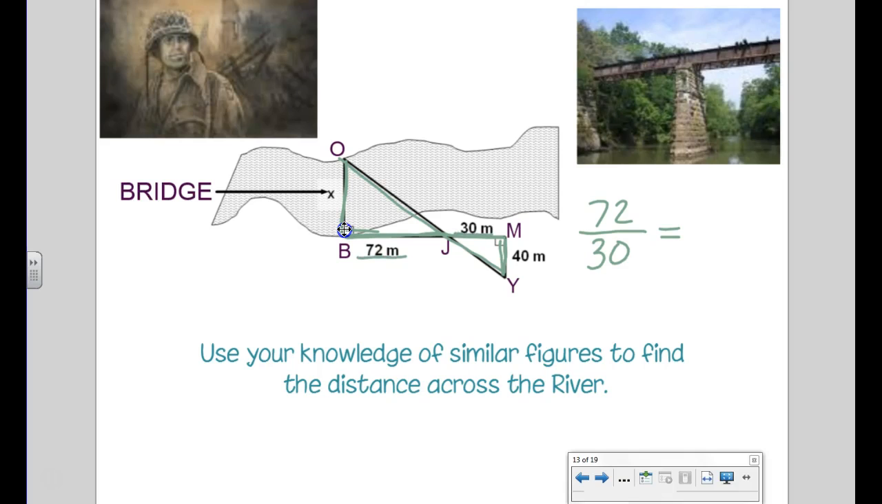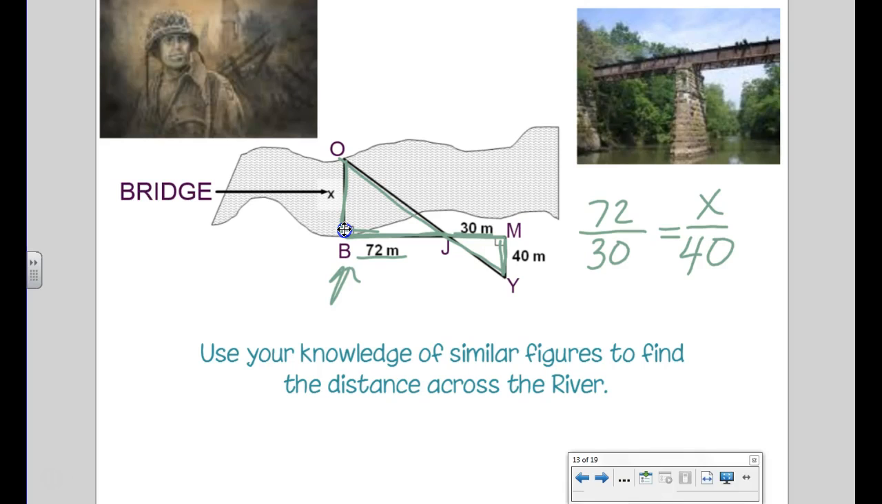72 is to 30 as, you started with this triangle over here, you have to start with that triangle both times. Is to 30 as x is to 40. Very good. Okay, guys, you know what to do. Cross multiply.